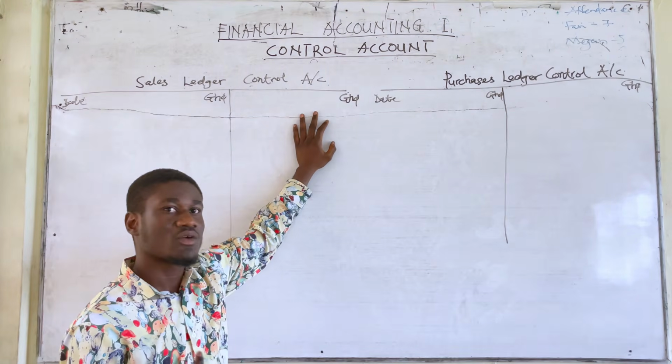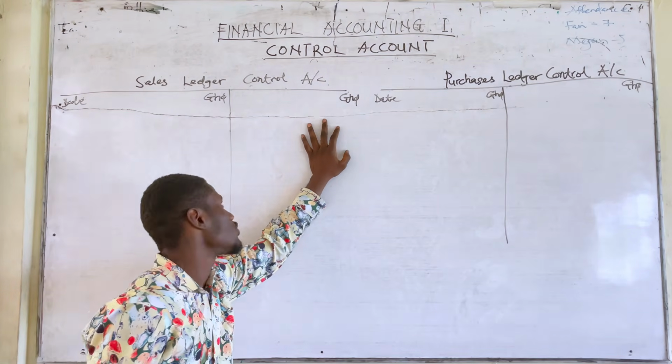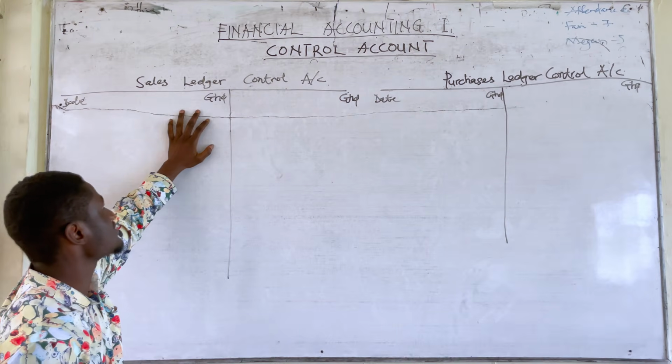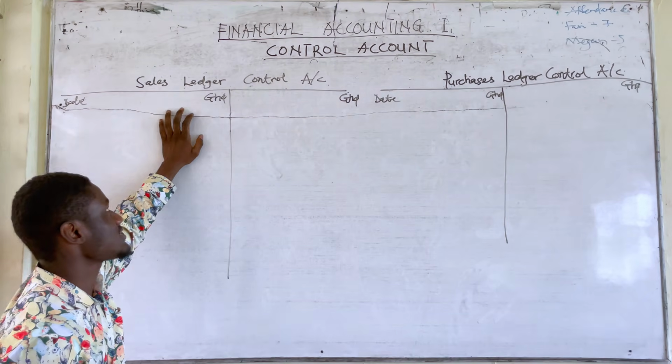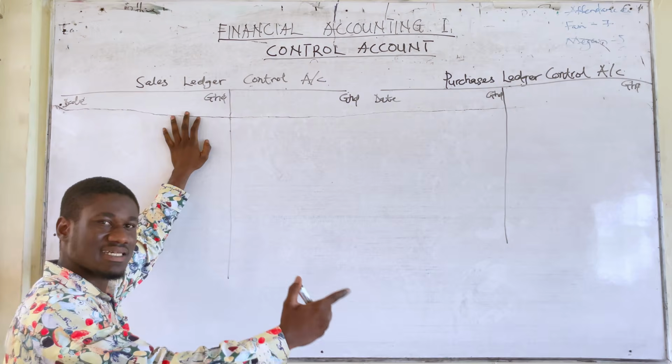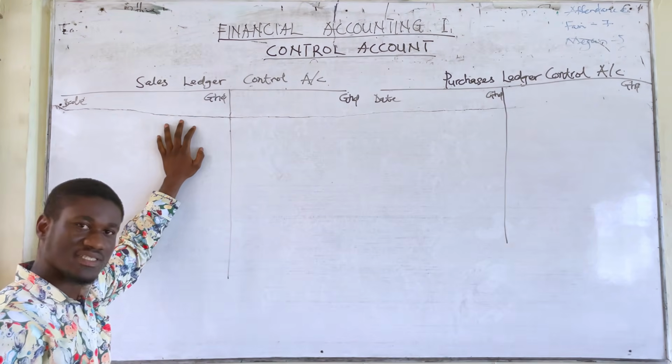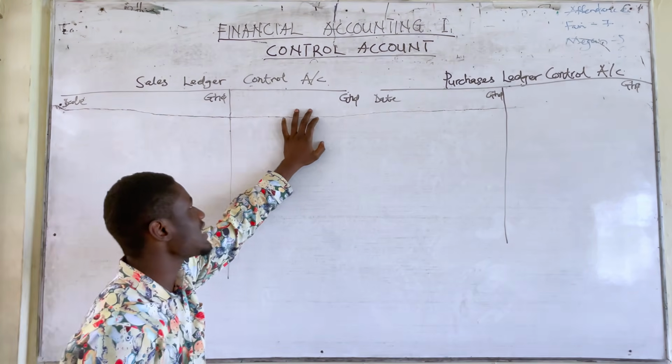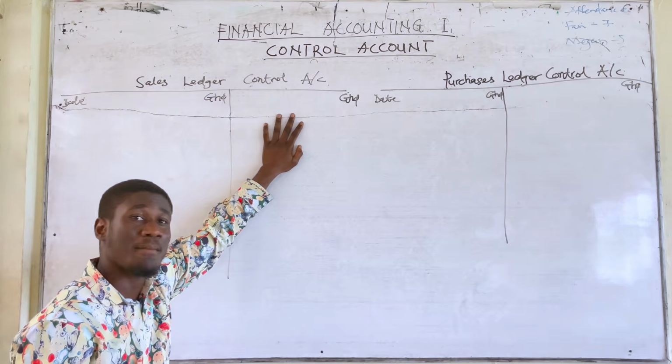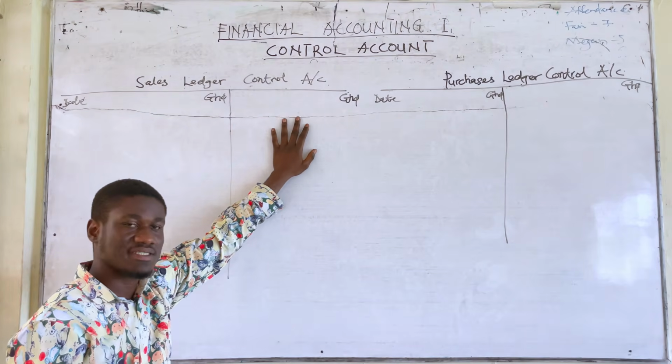A decrease in assets is a credit. Do you get it? Good. So I'm saying if there is any transaction that will increase the amount our debtors owe us, it will be debited. Then if there is any transaction that will decrease the amount they owe us, it will be credited.